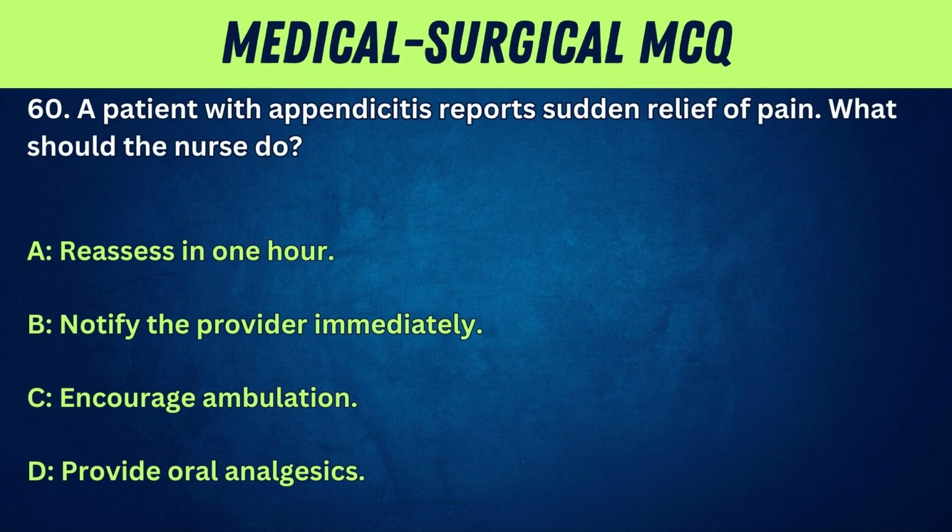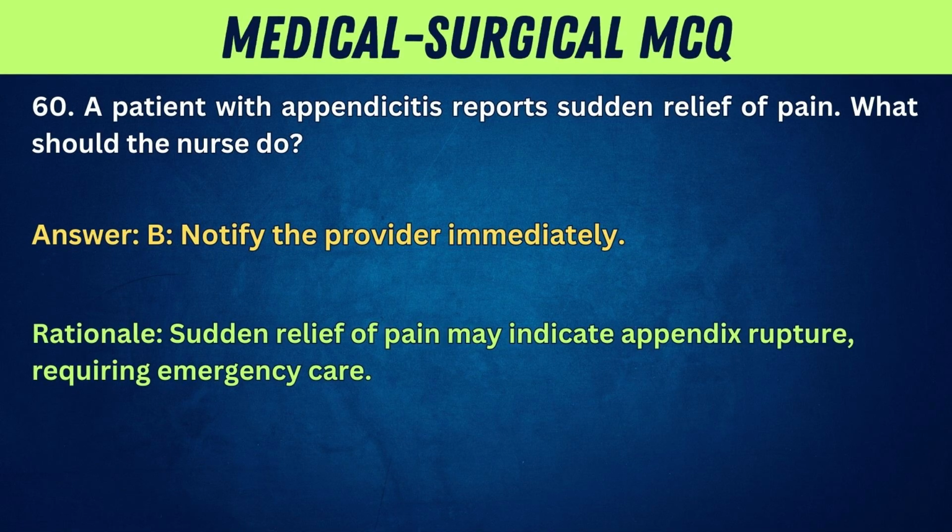60. A patient with appendicitis reports sudden relief of pain. What should the nurse do? A. Reassess in 1 hour. B. Notify the provider immediately. C. Encourage ambulation. D. Provide oral analgesics. Answer: B. Notify the provider immediately. Rationale: sudden relief of pain may indicate appendix rupture, requiring emergency care.